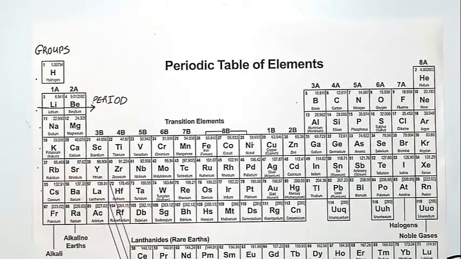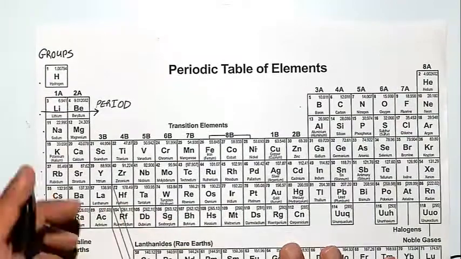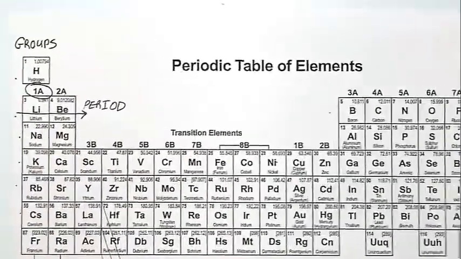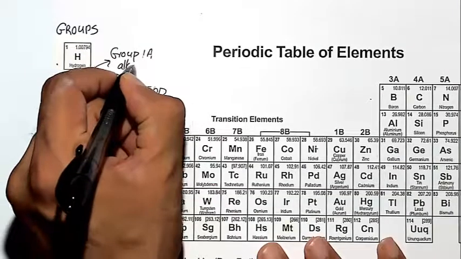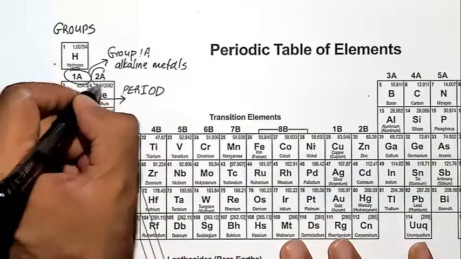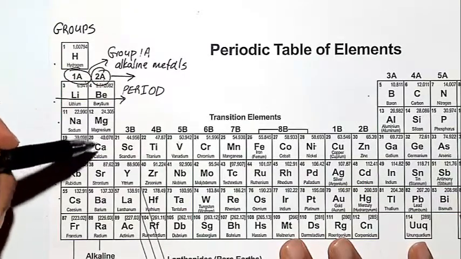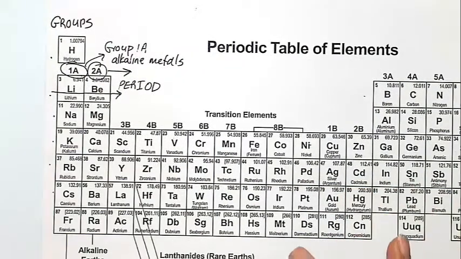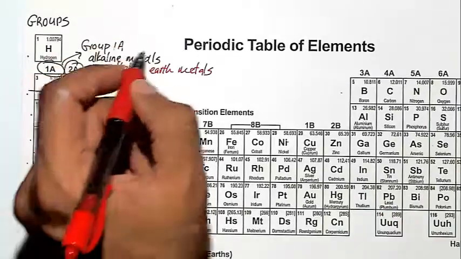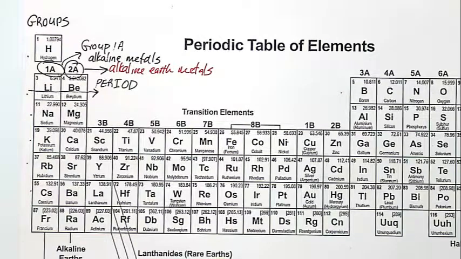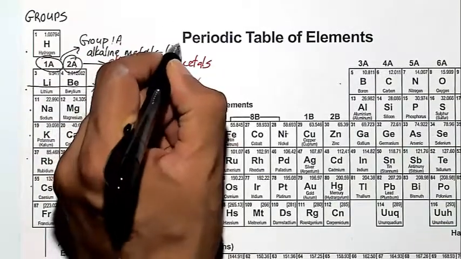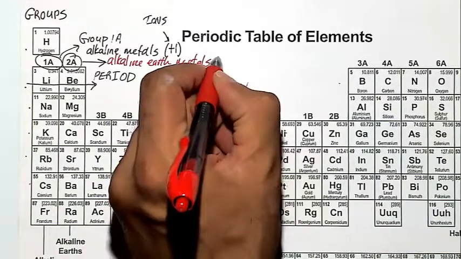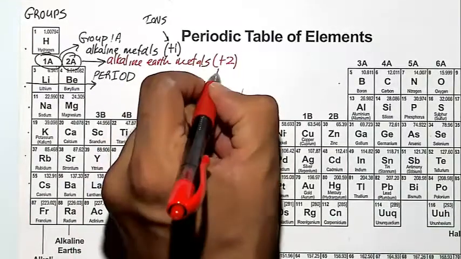There are a couple of groups that are important. One is group 1A, or group 1, but we'll just go with this designation, group 1A. And these are called the alkali metals. Group 2A, when I say group 2A, I'm talking about beryllium, magnesium, calcium, strontium, barium, and radium. Those are called the alkaline earth metals. Alkali metals, group 1A, are going to have charges of +1. Now here I'm talking about ions, a charged particle. The alkaline earth metals, group 2A, are going to have a +2 charge. Again, I'm talking about ions.